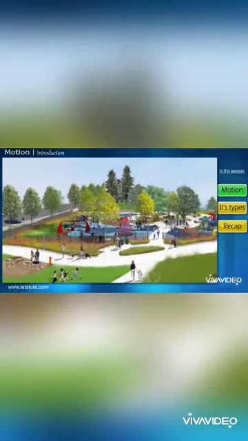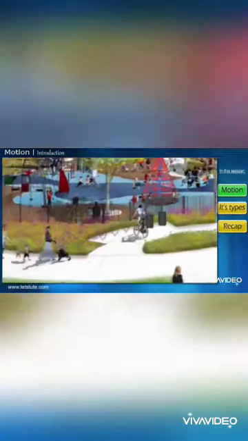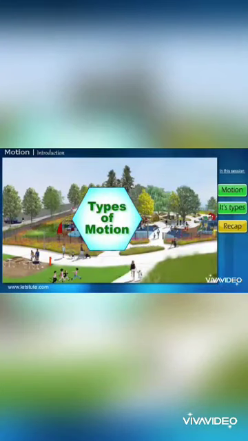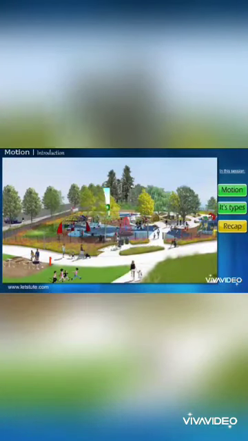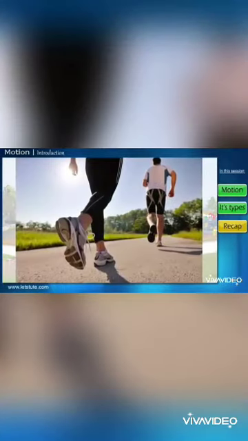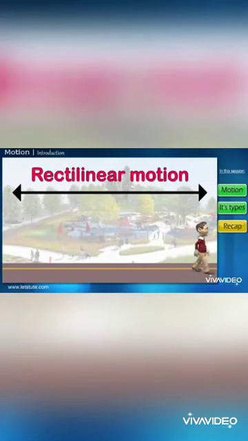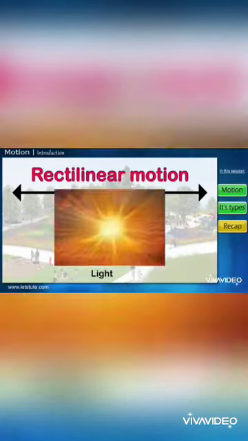Now let's be the observant. Though the objects in the park are in motion directly or indirectly, we all notice that all the objects in the park are not the same types of motion. Now let us understand with this situation. A person is jogging on the straight road. This type of motion which occurs along a straight line is called rectilinear motion.